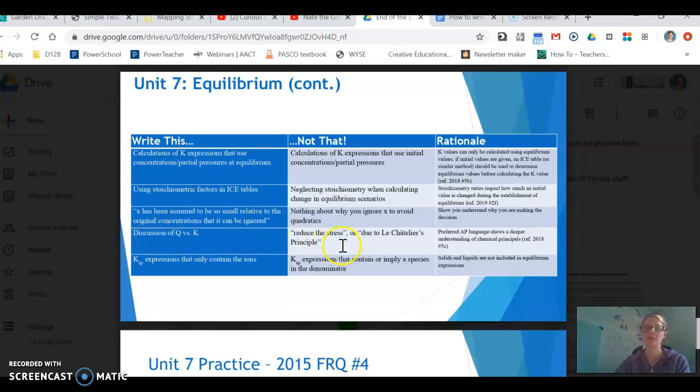Discussion of Q versus K. So this is how I was discussing Le Chatelier's principle. You can't just say reduces stress. It doesn't show your real understanding. Okay, so those are the kind of things I want to hit.